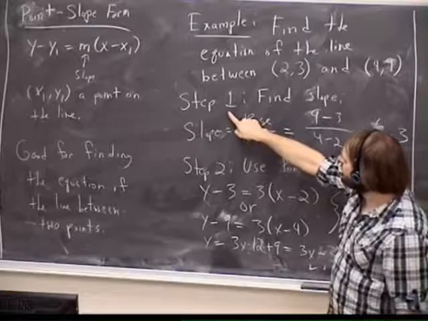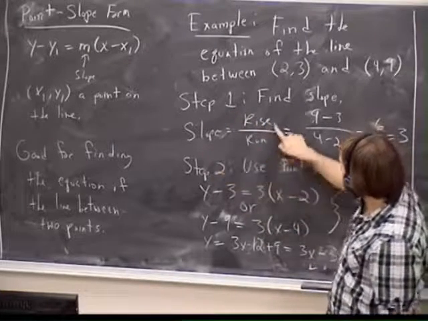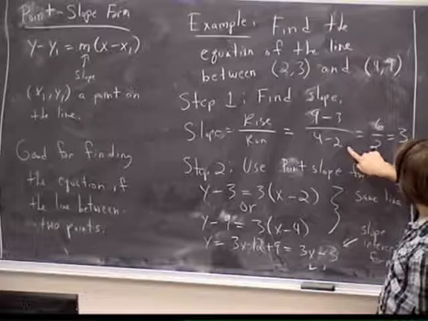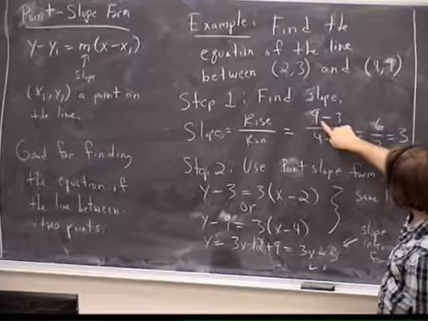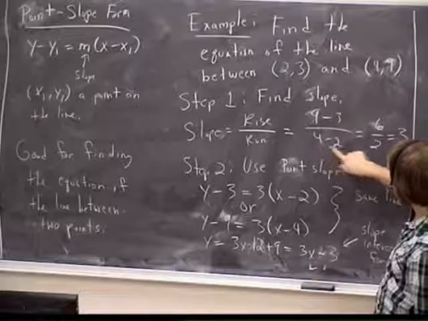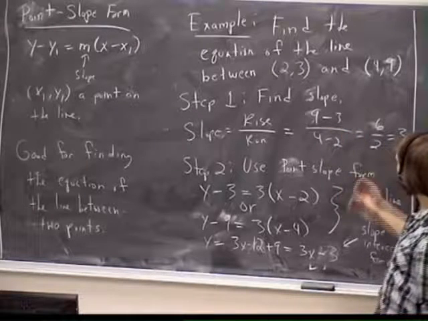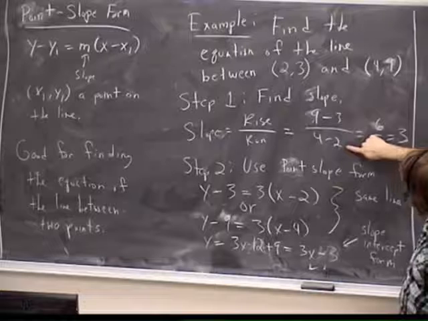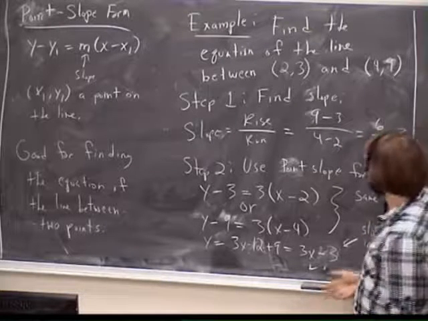Step 1 is to find the slope. So if you remember, slope is equal to rise over run, which is the change in y's over the change in x's. And so here we have the change in the y values, 9 minus 3, and here's the change in the x values, 4 minus 2. And now I could have reversed the roles of these points. I could have done 3 minus 9 up here and 2 minus 4 down here, and that would also give me the same slope and be okay.